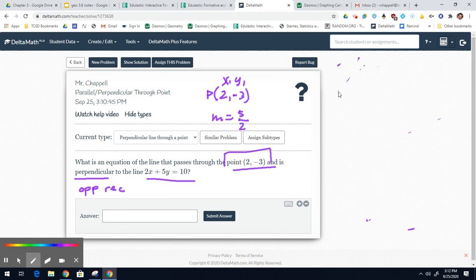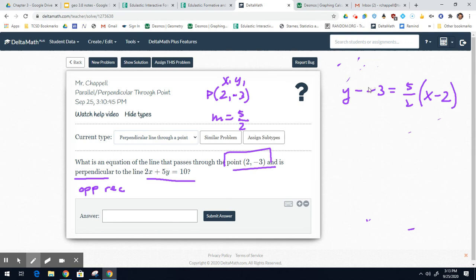So now we're going to use point slope form, which is y minus y1. y1 is negative 3. Equals m, 5/2, parenthesis x minus x1, which is 2. Minus 2. So here's those double signs I was talking about. So a minus minus is a plus. So this becomes y plus 3.